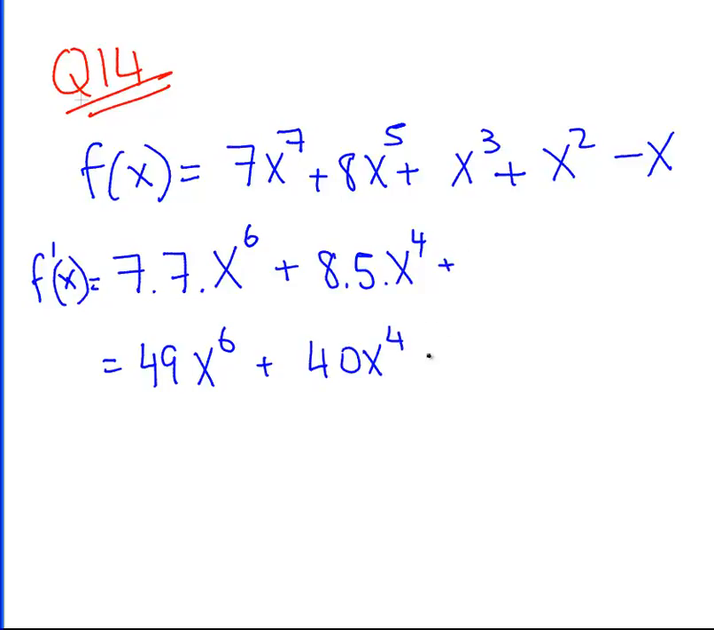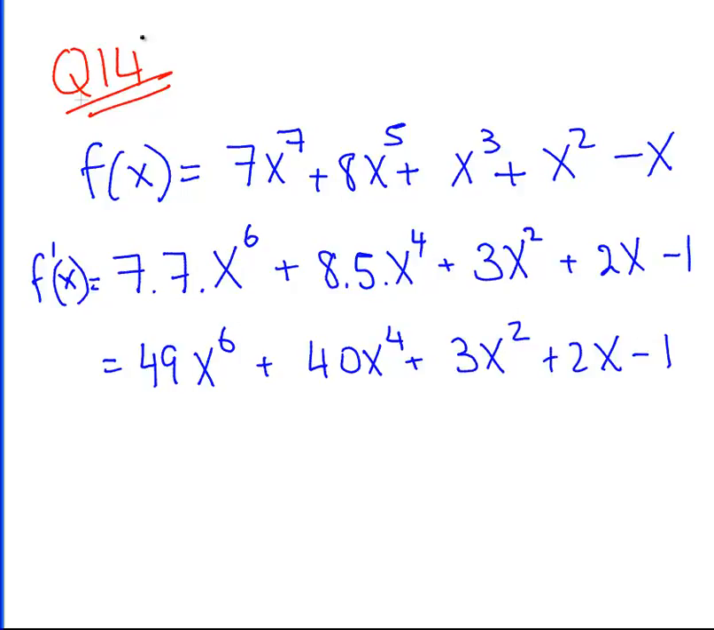The next term here is 3x squared. I'm just going to give the answer to the rest of them there, plus 2x minus 1. So just bring those down: 3x squared plus 2x minus 1. They're very similar to things we've done already. So that's the derivative of that one. It's a lot of very simple use of the power rule for derivatives. But I think you should be okay with that now.